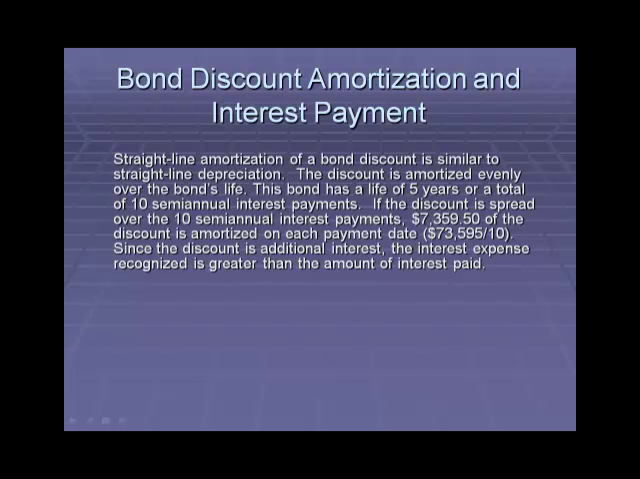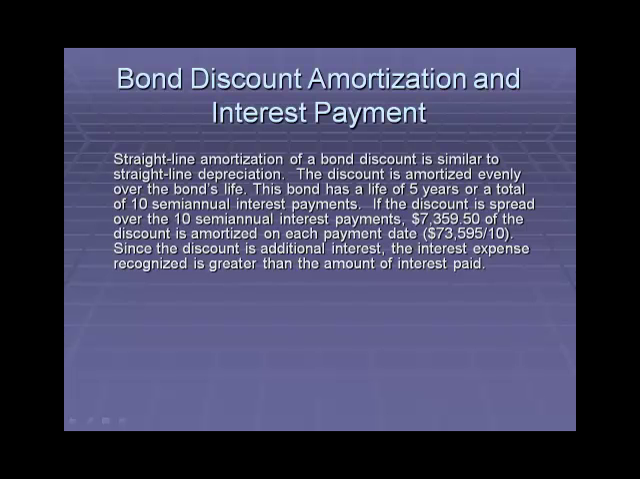Amortization of the discount and the interest payment journal entries. Straight line amortization of a bond discount is similar to straight line depreciation. The discount is amortized evenly over the bond's life. This bond has a life of 5 years, or a total of 10 semi-annual interest payments. If the discount is spread over the 10 semi-annual interest payments, $7,359.50 of the discount is amortized on each payment date.